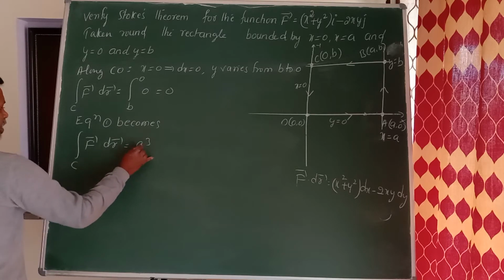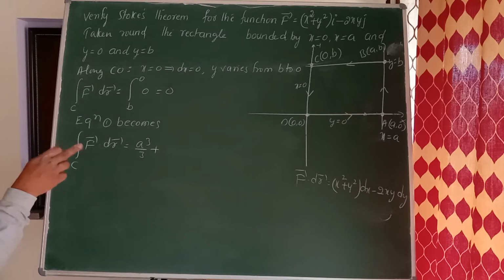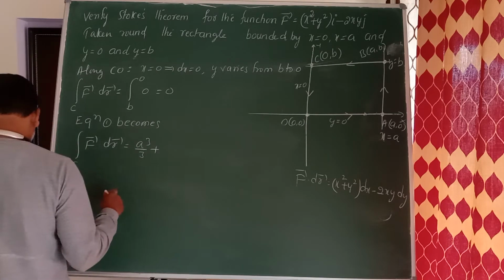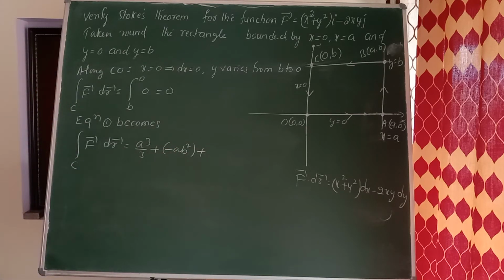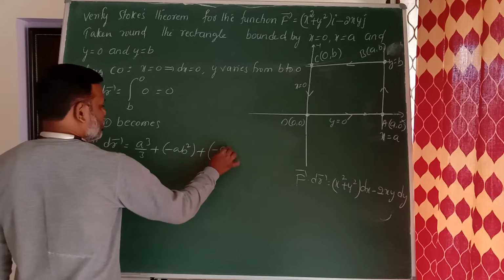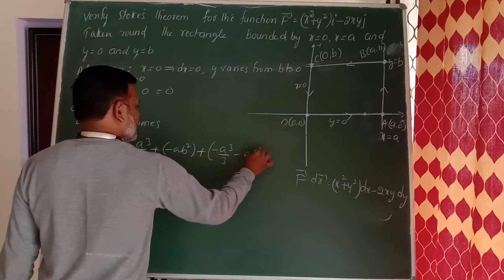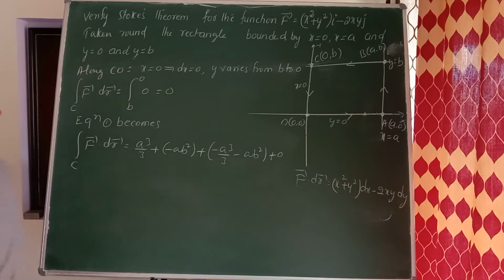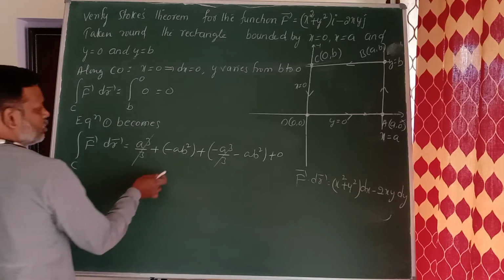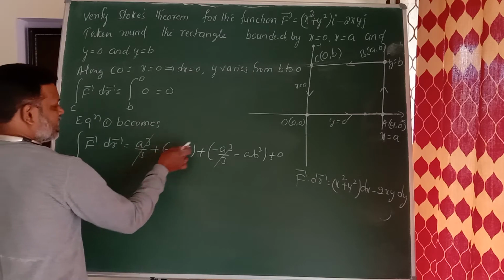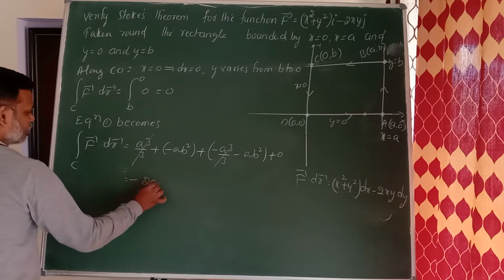A cube by 3 along the curve OA, then along the curve AB, the answer is minus AB square, along the curve BC, the answer is minus a cube by 3 minus AB square, and along the curve CO, the answer is 0. Here a cube by 3 minus a cube by 3 get cancelled. So what remains is minus AB square minus AB square, that is equal to minus 2AB square.